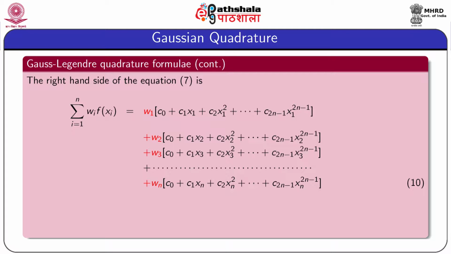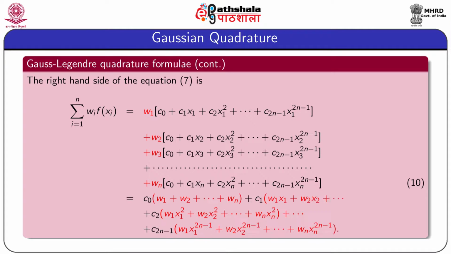The value of f of xn is c0 plus c1 xn plus c2 xn to the power 2 plus dot dot dot plus c2n minus 1 into xn to the power 2n minus 1. And rearranging this expression, we get equation 10 equal to c0 into (w1 plus w2 up to wn) plus c1 into (w1 x1 plus w2 x2 plus dot dot dot wn xn), and lastly plus c2n minus 1 into (w1 x1 to the power 2n minus 1 plus w2 x2 to the power 2n minus 1 plus dot dot dot plus wn into xn to the power 2n minus 1).